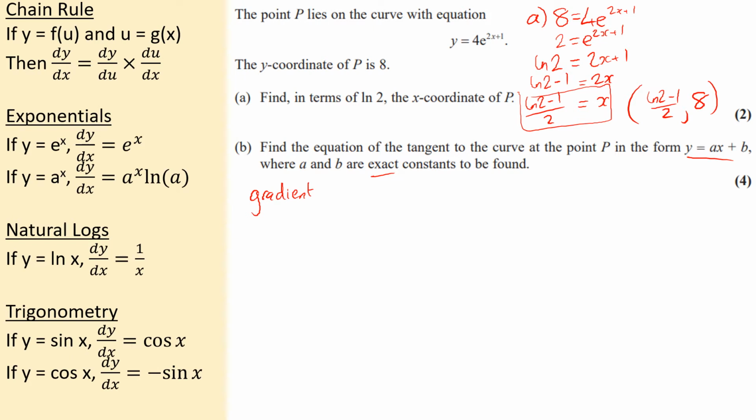But the gradient we don't know, and the gradient is something where we have to find dy by dx. Now we've got our function as being y equals 4e to the 2x plus 1, so let's go chain rule.